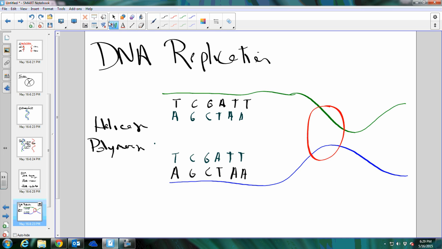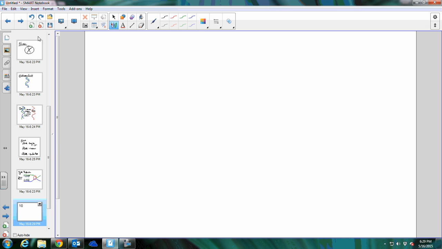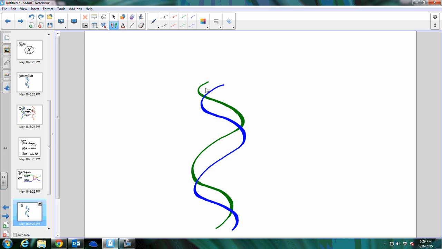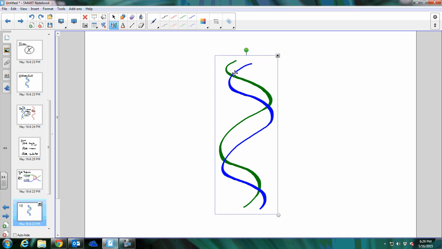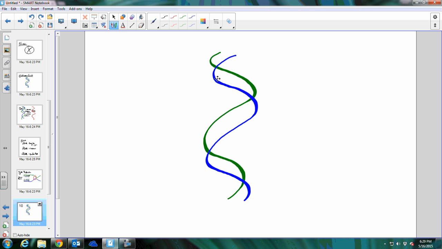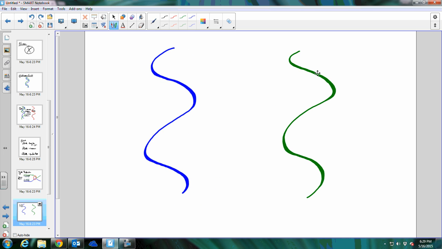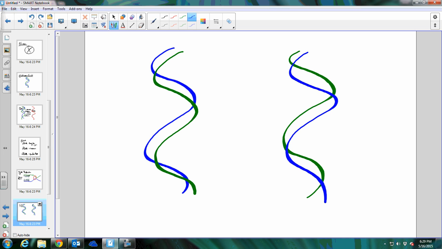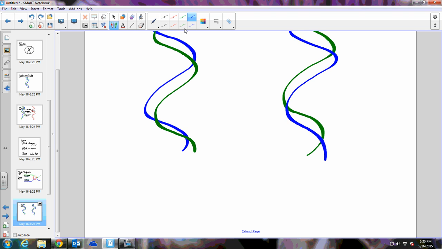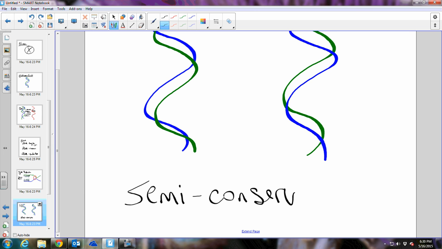All right, and it does that for all 6 billion of your base pairs until the entire thing is replicated. And so if you start with something that looks like this, what ends up happening is each strand is being copied and a complementary strand is being made such that by the time you're done, you have two identical pieces of DNA with one old strand and one new strand. This model is called the semi-conservative model of DNA replication.